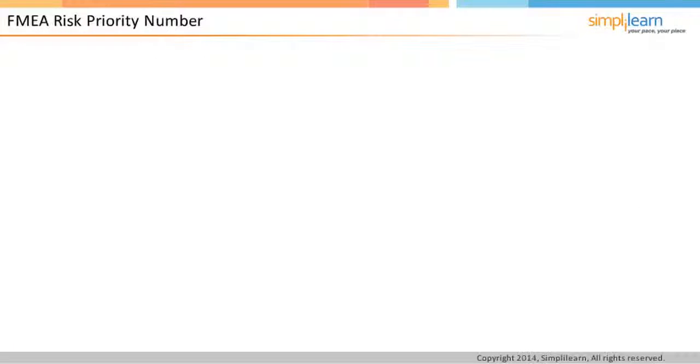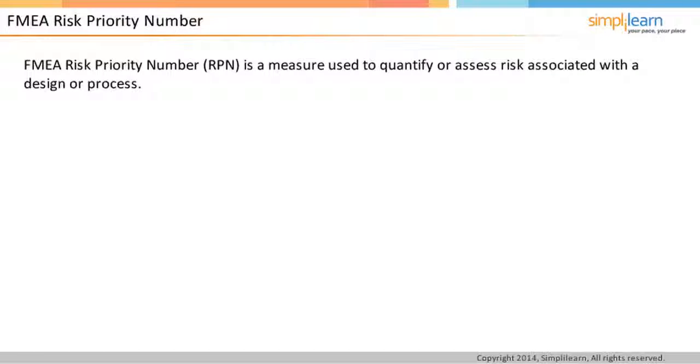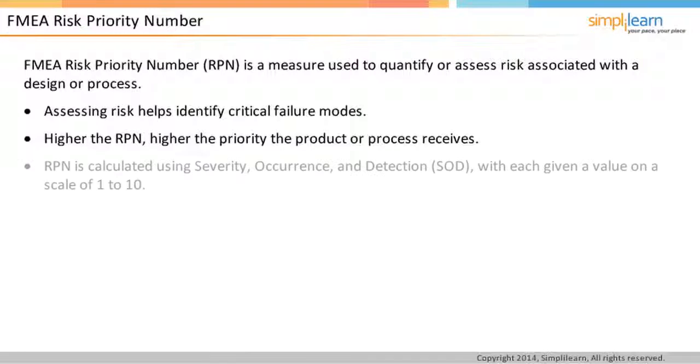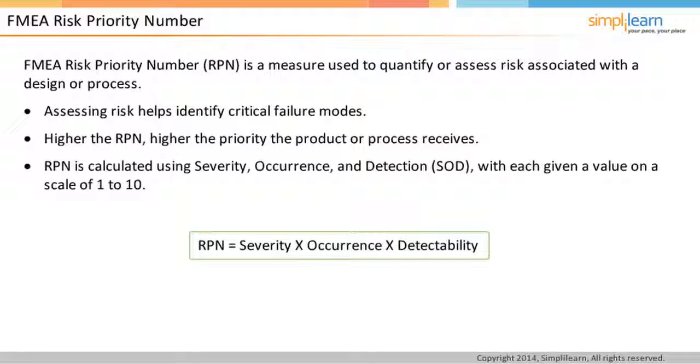FMEA Risk Priority Number, or RPN, is a measure used to quantify or assess risk associated with a design or process. Assessing risk helps identify critical failure modes. Higher the RPN, higher the priority the product or process receives. RPN is a product of three numbers: severity of a failure, occurrence of a failure, and the detectability of a failure. All these numbers are given a value on a scale of 1 to 10. The minimum value of RPN is 1, and the maximum value is 1,000.